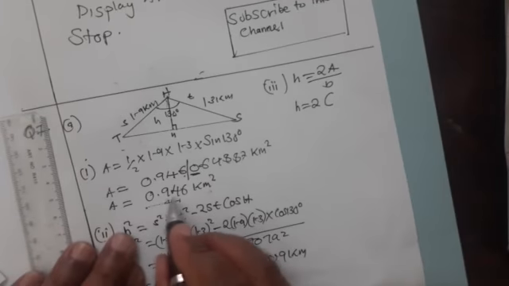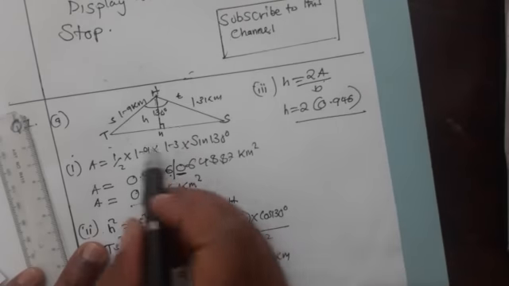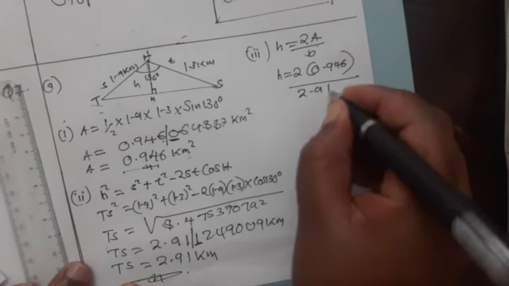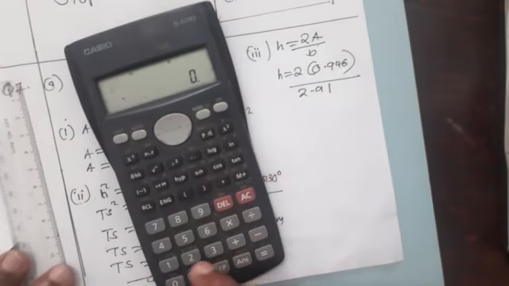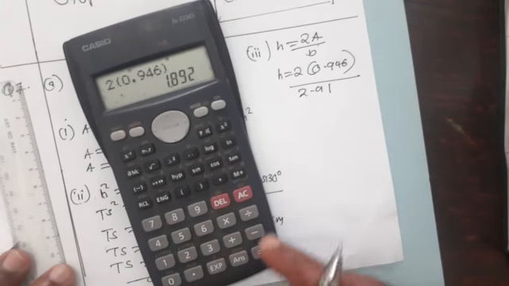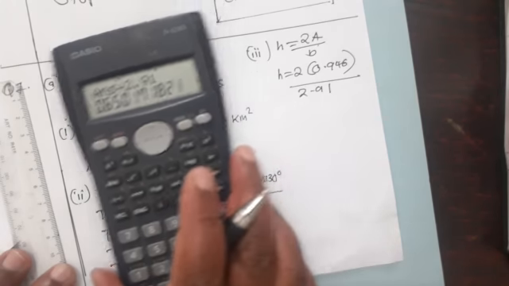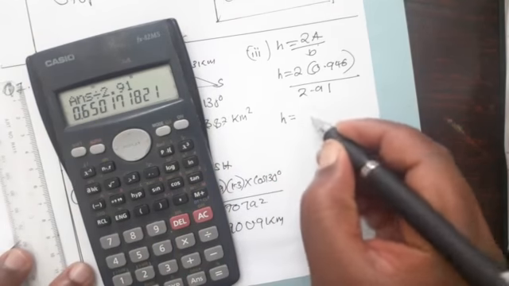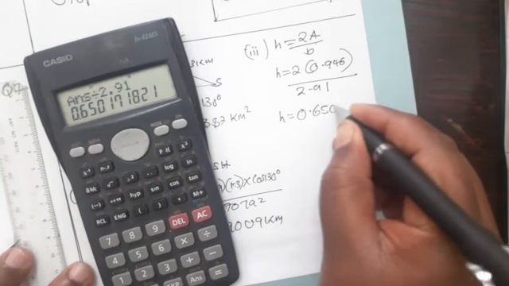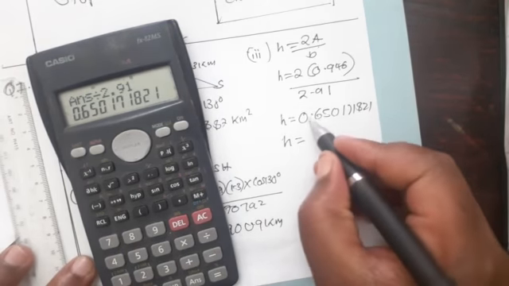What is our area? Our area is this one. A is area, 0.946, divided by your base, which is TS. What is TS? 2.91. You get your calculator, you say 2, open the bracket, 0.946. What's the answer? That one divided by 2.91. Okay. What do you get? This one. So you have the height is equal to 0.6501711821.